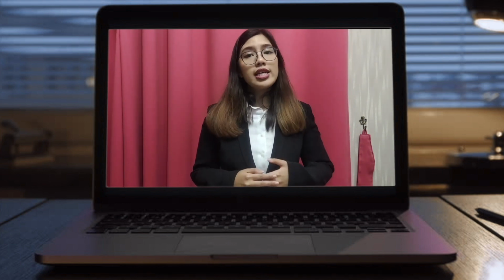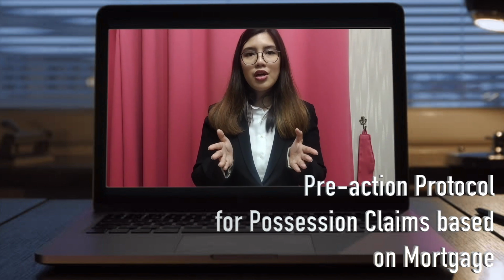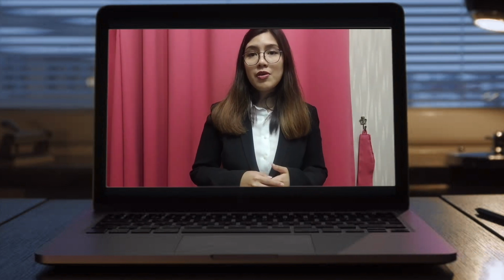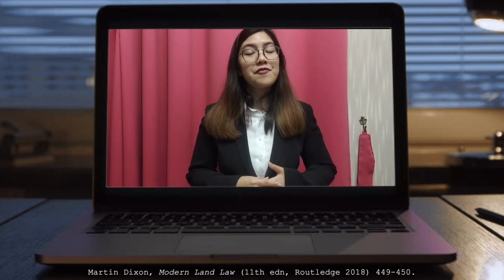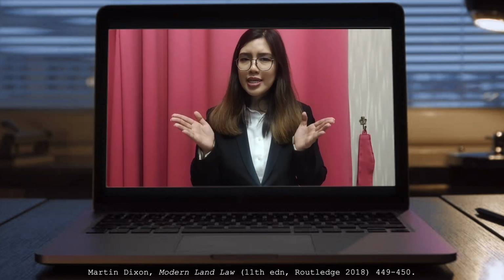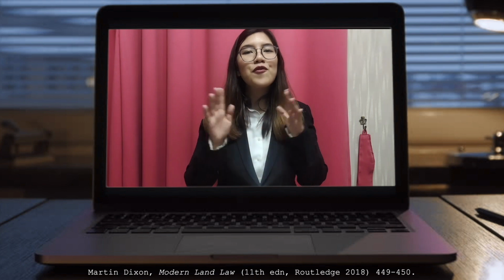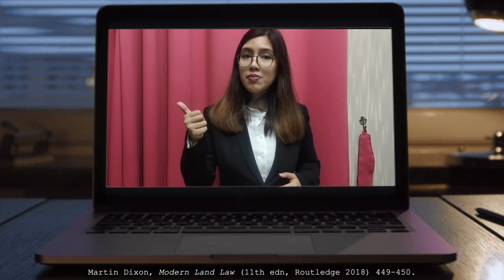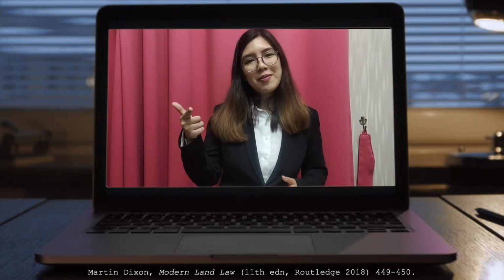Additionally, a mortgagee should comply with the procedures under the pre-action protocol for possession claims based on mortgages, which protects the rights of both the mortgagor and the mortgagee. The protocol ensures effective communication between the two parties, and mortgagors will be kept fully informed of their debts, whereby they can avoid repossession by selling their property or rescheduling payment.